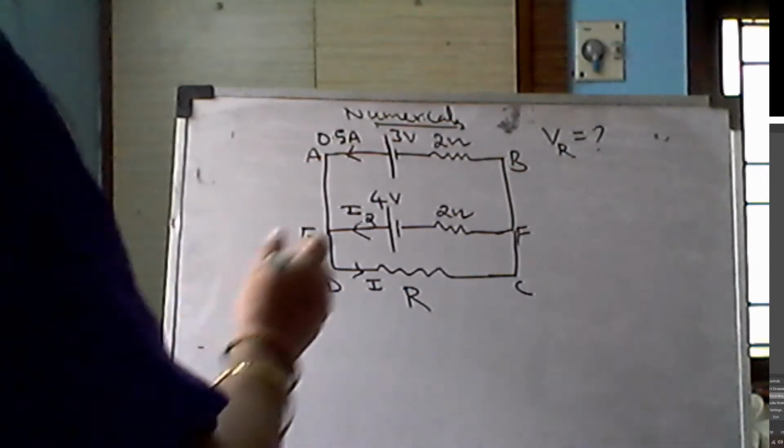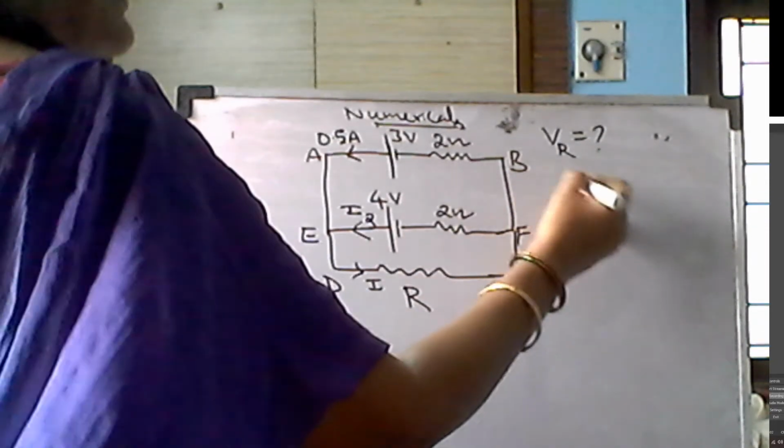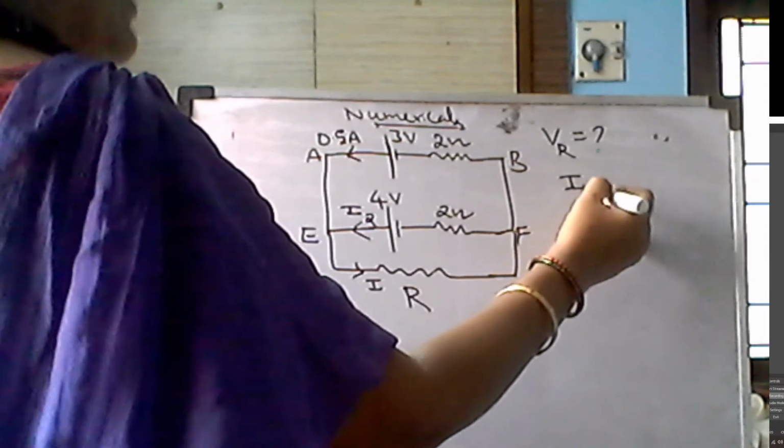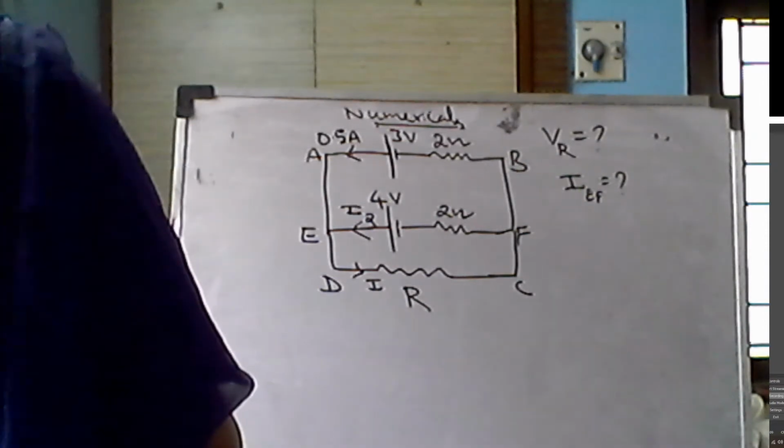Then you have to find out the current in the arm EF. Current in the arm EF you have to find out. These are the two questions you are supposed to find out.